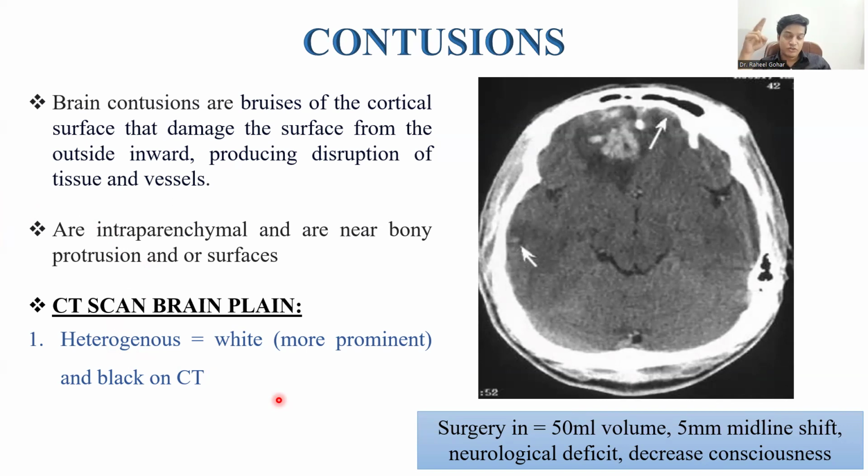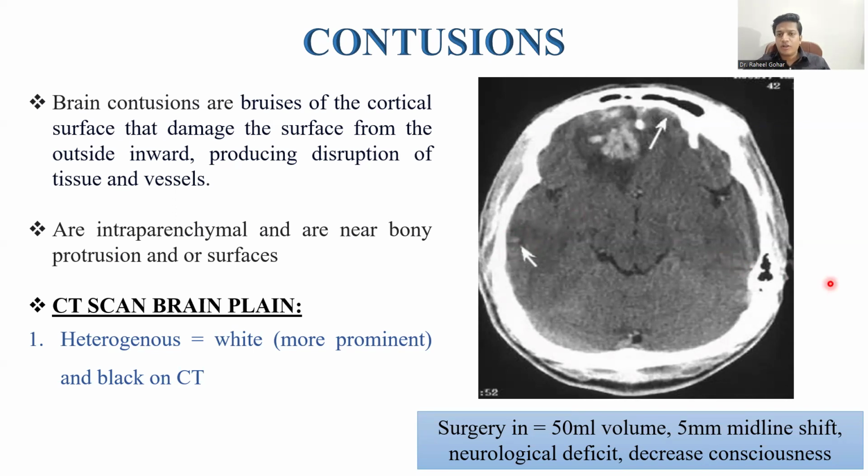Secondly, it is heterogeneous. Some part of it is white, hyperdense, and some part of it is black, hypodense. Here you can see that some part of the contusion is white and some part is black, because the bleeding part is white, and because there is rupture of these small vessels, it is causing surrounding edema as well as surrounding ischemic areas. So it will appear heterogeneous, as you can see here. Again, there is a small contusion here. It is white as well as black. So this is a contusion as well.